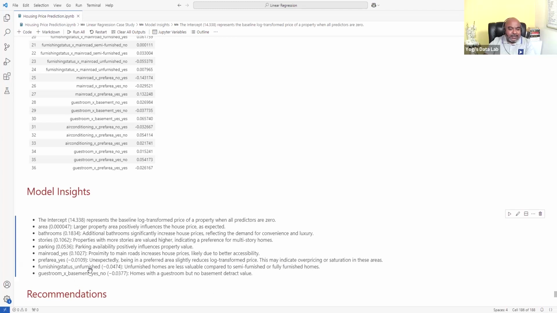If you look at furnishing status as unfurnished, the coefficient is minus 0.474, which means that unfurnished homes are less valuable compared to the semi-furnished or fully furnished homes.